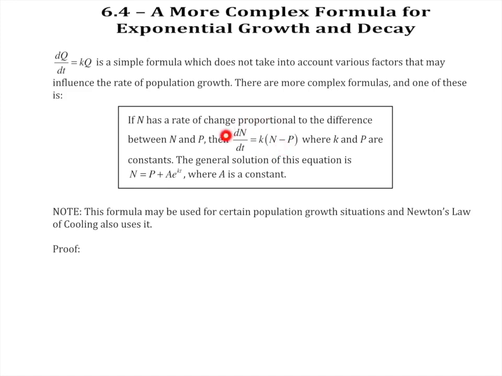We actually have a statement that is a much more advanced statement for exponential growth and decay. And that can change to N = P + Ae^(kt), where N and P are the difference between the two things that we started with. N could be a temperature and P could be room temperature, and the temperature changes over time and room temperature is constant. Could be something like that. We'll do some examples and hopefully that'll make more sense. This formula is used in physics and it's used for population growth situations. Newton's law of cooling also uses it.